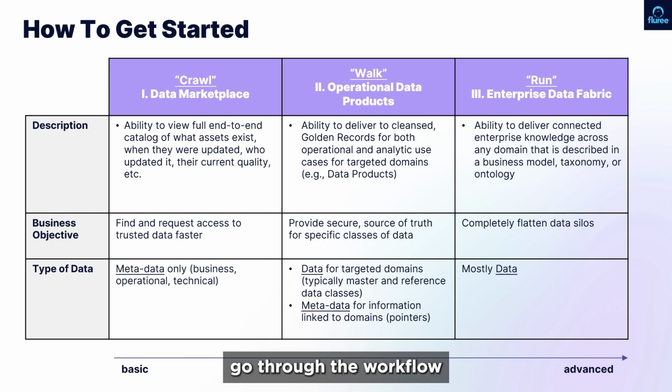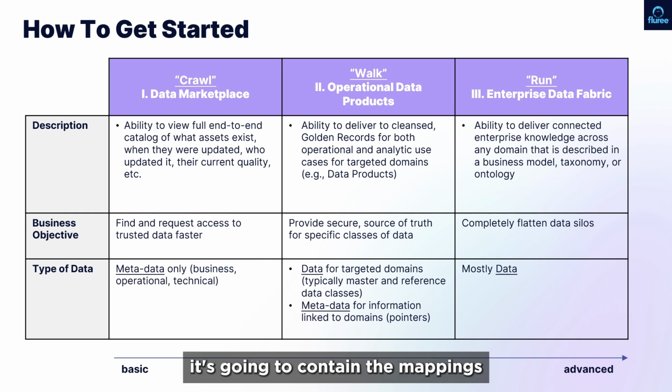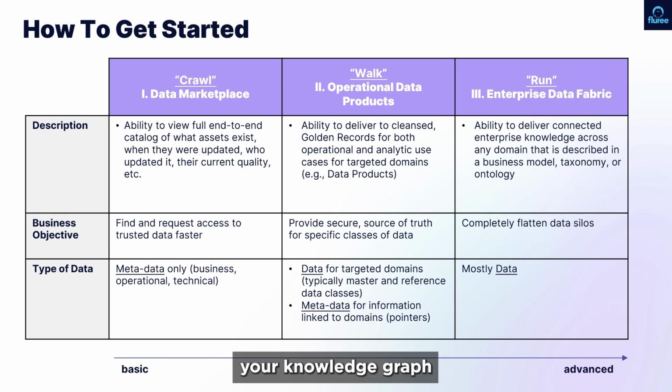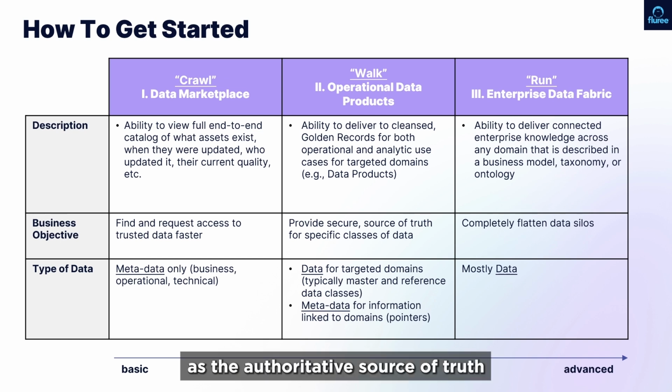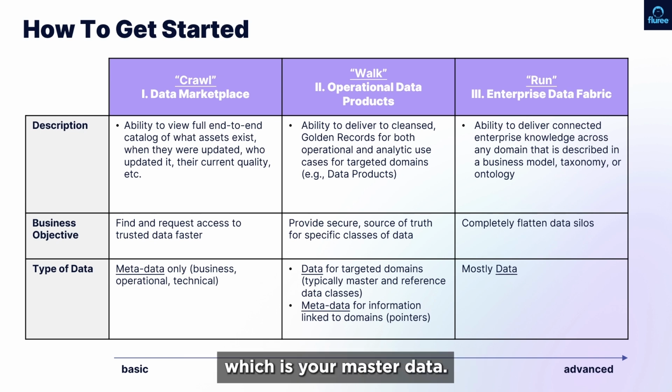And what we'll do is we'll go through the workflow that we just described with entity IRI linkage. We go through the workflow, we create new data products, and then we bring those data products as well as the workflows for how they get created into the graph. And so now you're going to have metadata that's going to contain the mappings to all the originating sources of data. But then you're going to use your knowledge graph as the authoritative source of truth for certain classes of information, which is your mastered data.